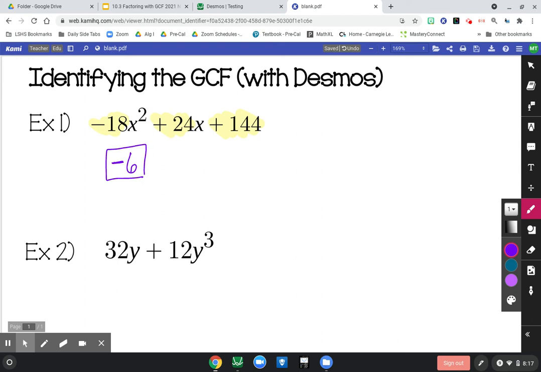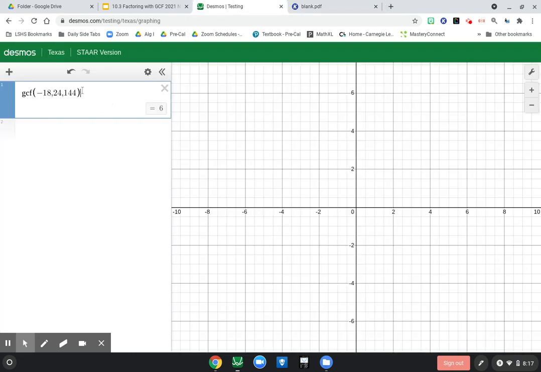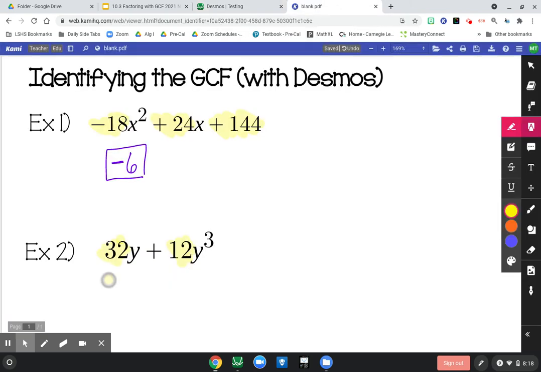Example 2, we have 32y. We have 12y to the third. So we're going to type in our coefficients. They're both positive, 32 and 12. So GCF in parentheses, 32 and 12 separated by a comma, we get 4. That tells us our number that's going to go out in the front.